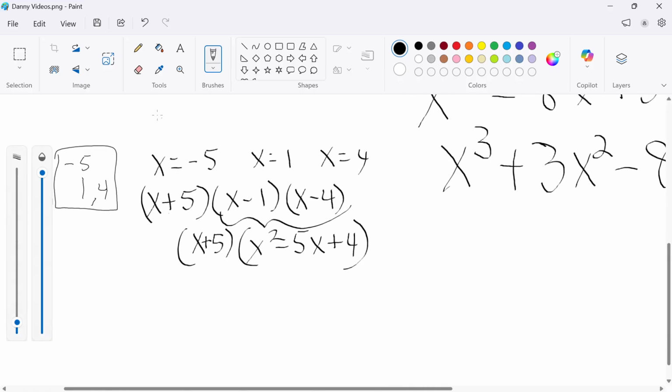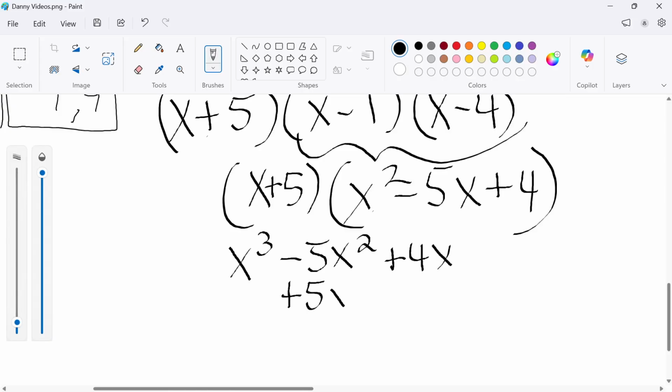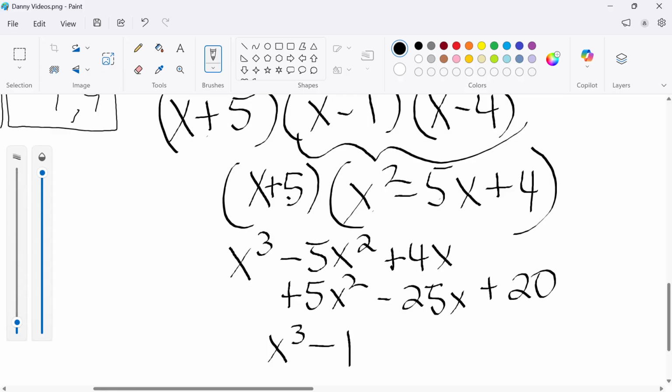I just wanted to see were any of those multiplicity 2. They were not. So x times x squared is x cubed, minus 5x times x is minus 5x squared, plus 4x. And then plus 5x squared minus 25x plus 20. So I get x cubed minus 19x plus 20.